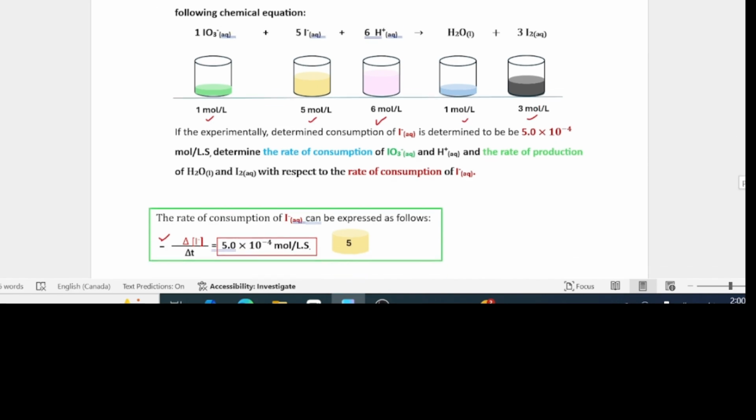Again, we can use one species to measure the rate of the reaction, and we can use that to calculate the rate of reaction of the others with respect to that one. In this case, the experimentally determined rate of consumption of iodide ions is determined to be this, moles per liter per second. And you're asked to determine the rate of consumption of iodate ions and hydrogen ions, and the rate of formation of water and iodine. Follow the same pattern that we did in the last question.